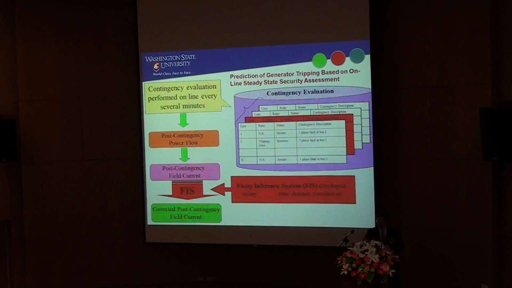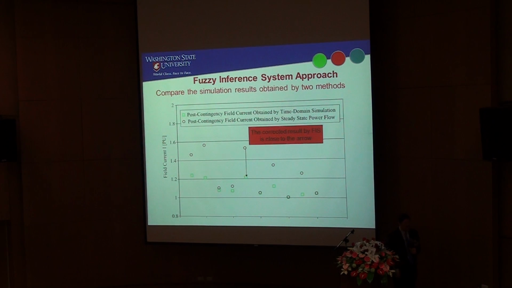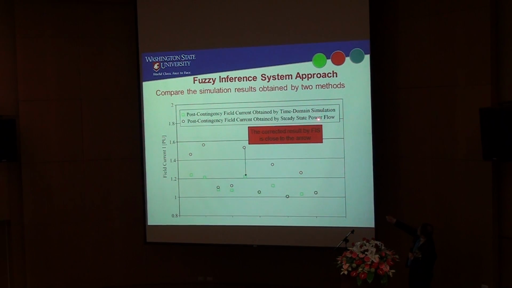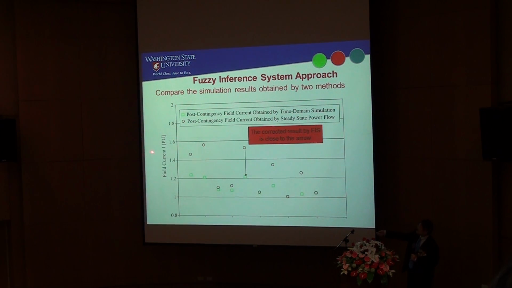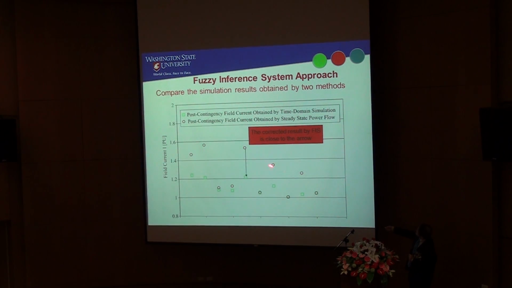So now there's another issue here though. The problem is the online calculation is steady state right now, right? And the real system is dynamic, and so there is a discrepancy. So this picture says, if you actually compare the time domain simulation with just the steady-state power flow, they will give you somewhat different results for the field current. So this is the field current based on steady-state power flow, and this is the field current based on the time domain simulation, dynamic simulation.